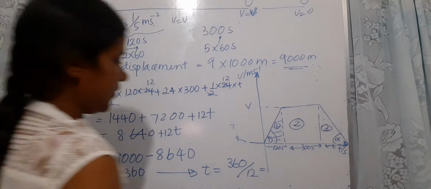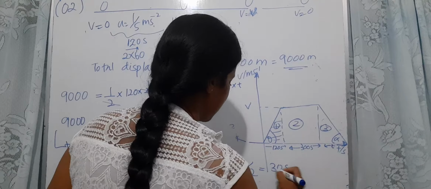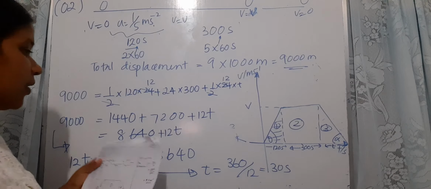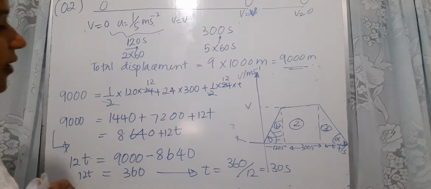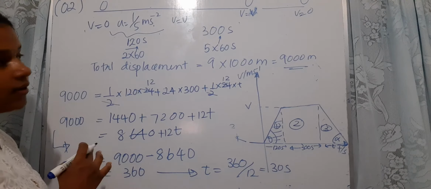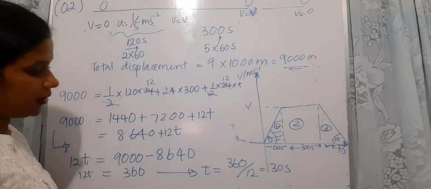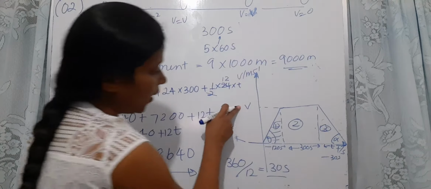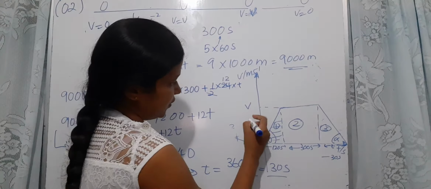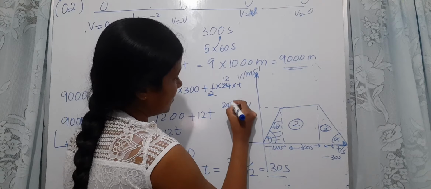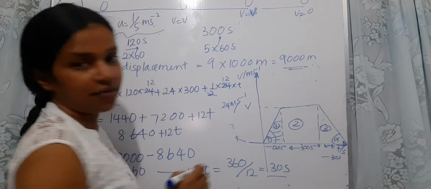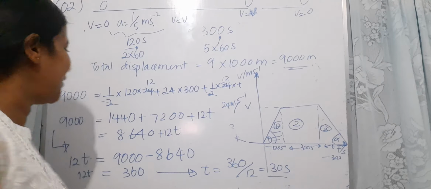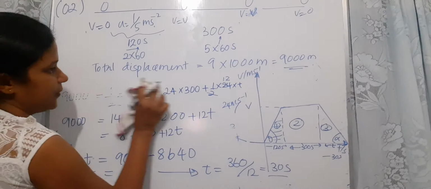That is 30 seconds. Right. Then I have found this t value, 30 seconds. Now I have this v value, it is 24 meters per second. Then I can find the retardation. So I'm going to clean this part to find the retardation.